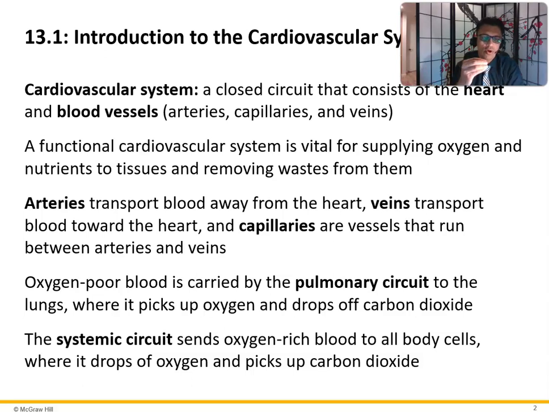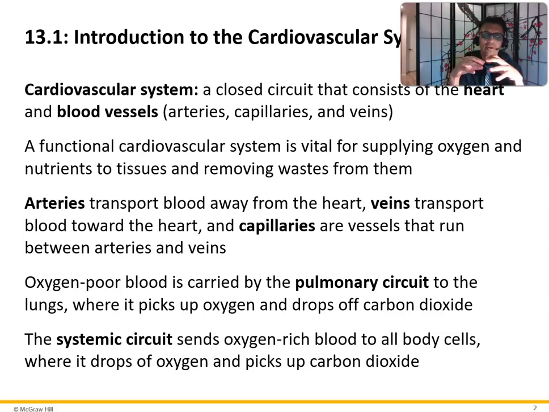Okay, so arteries transport oxygen-rich, or red, blood away from the heart. Veins will transport, we call it blue blood or deoxygenated blood, toward the heart. And the capillaries are vessels that run between arteries and veins. They are joining the arteries and veins, and they can take the waste products and the carbon dioxide, unload it, and then send it back to the heart.